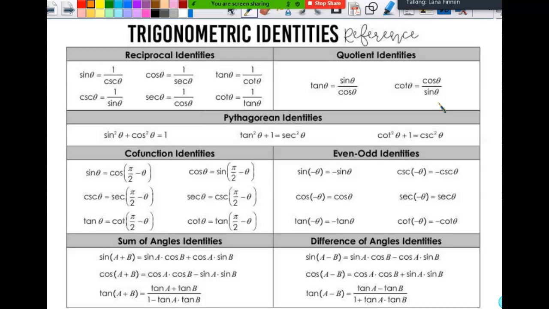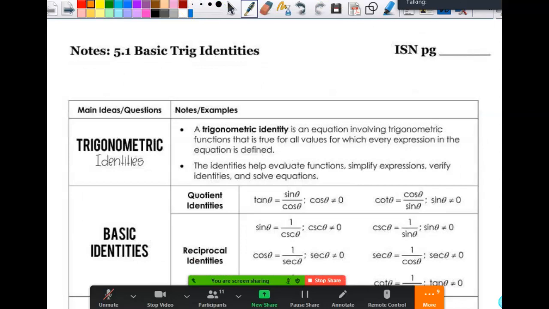We're also going to look at the Pythagorean identities, the cofunction, and the even and odd identities today, which will be new to you. Okay, so keep this handy. If that means it's open in another tab for you to be able to flip back and forth, that's good, or whatever else works for you.